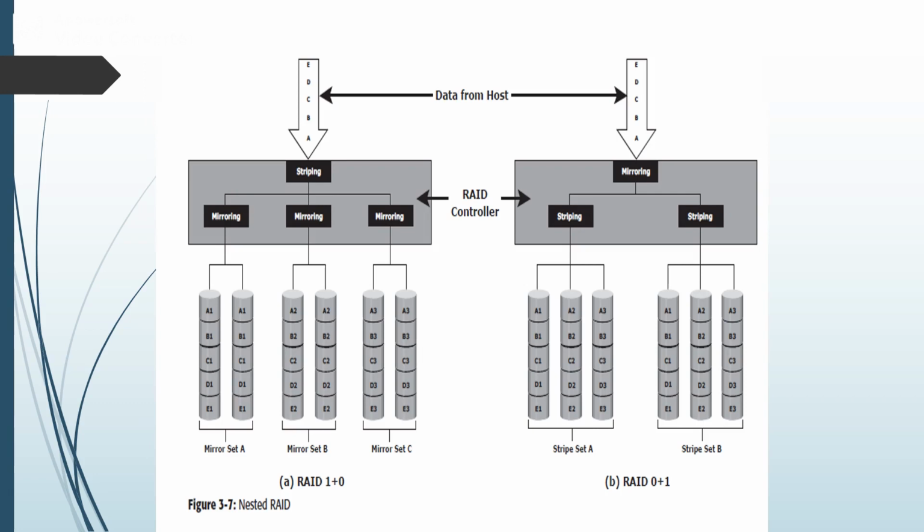This is the diagram for nested RAID. Here we can observe that the first diagram is RAID 1 plus 0. There we perform striping and later we perform mirroring, so that I can consider the benefits of striping as well as mirroring in the case of RAID 1 plus 0. Similarly, in the case of RAID 0 plus 1, we perform mirroring first and later we perform striping. So you can consider the advantages of mirroring as well as striping with respect to RAID 0 plus 1.